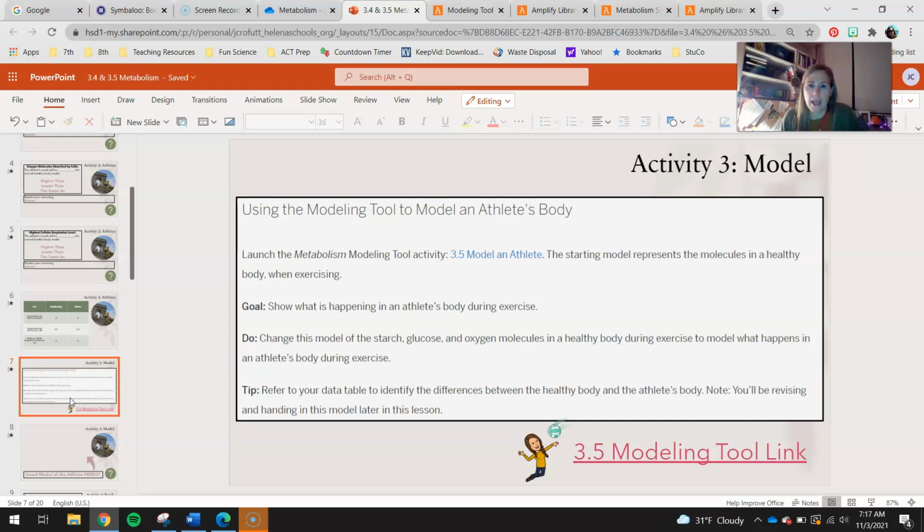You're going to launch the activity and you'll see the starting model is a healthy body when exercising. And what you're going to do is change this model of the starch, glucose, and oxygen molecules in a healthy body during exercise to model what happens in an athlete's body during exercise. Tip, refer to your data table to identify the differences between a healthy body and an athlete's body. You'll be revising and handing in this model later in the session.